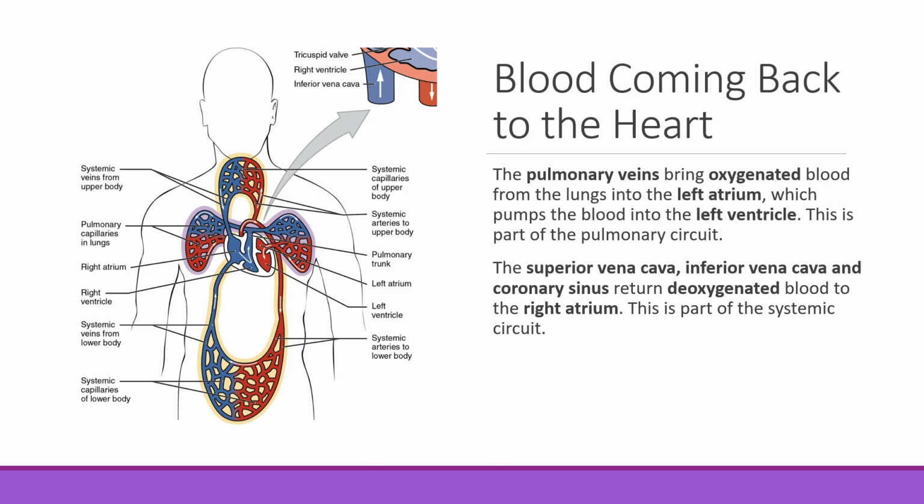What about blood coming back to the heart? The pulmonary veins are going to bring oxygenated blood from the lungs into the left atrium, so the red side at the top, which is going to pump the blood into the left ventricle, as we've already seen, and that's going to be part of our pulmonary circuit. The superior vena cava, the inferior vena cava, and the coronary sinus are all going to be responsible for returning deoxygenated blood to the right atrium, the blue side up at the top, and that's part of our systemic circulatory system.